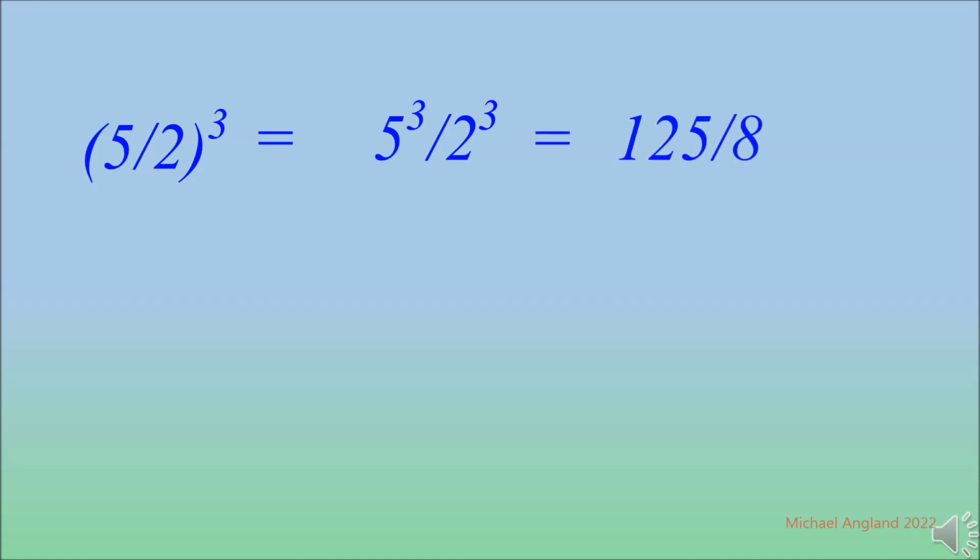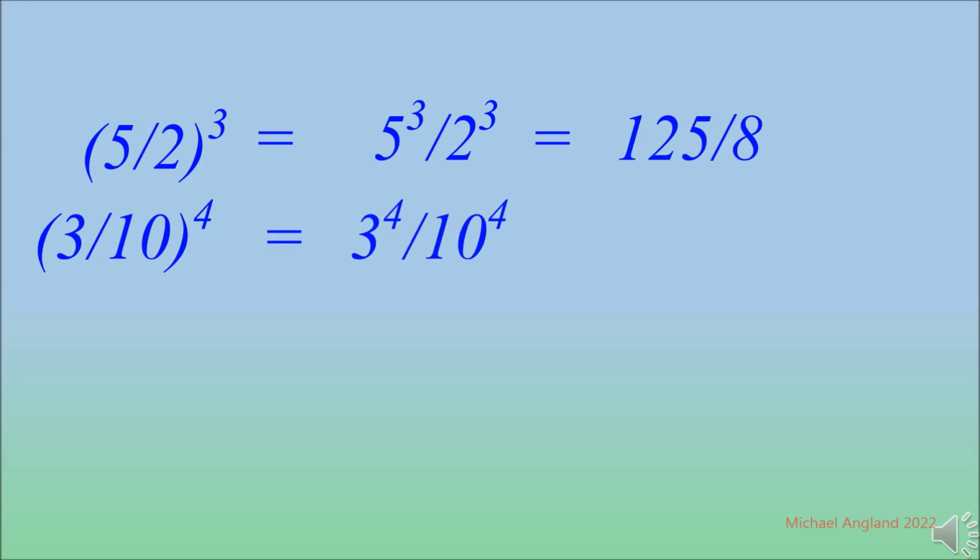Some examples. (5 over 2) to the power of 3. Well, that's equal to 5 to the power of 3 over 2 to the power of 3, which is equal to 125 over 8. Next example, (3 over 10, or 3 divided by 10) to the power of 4. That's equal to 3 to the power of 4 over 10 to the power of 4, which is equal to 81 over 10,000.